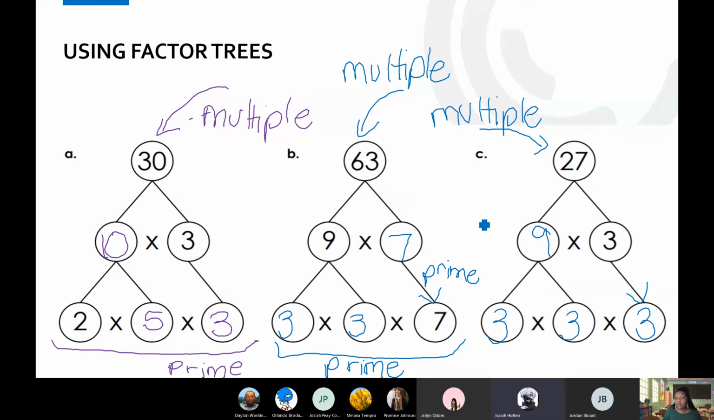The opposite of prime is a composite number. A composite number is a number that has more than 2 factors. Thank you, Isaiah. You may mute yourself. Okay.